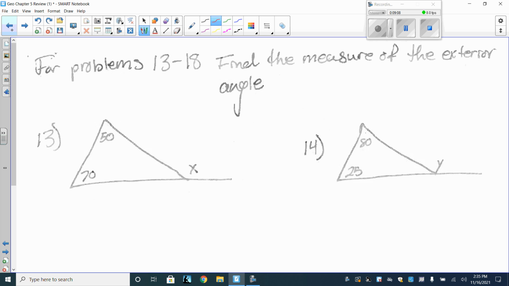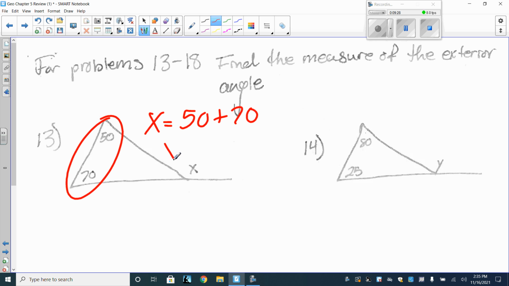Questions on 13 through 18? So for 13 through 18, this is the exterior angle theorem. The exterior angle is equal to what? The sum of the opposite two interior angles. So here it'd be 50 plus 70. Well, what is 50 plus 70? Now, since the exterior angle is just x, the exterior angle is 120. We don't have to do anything extra with this one here.